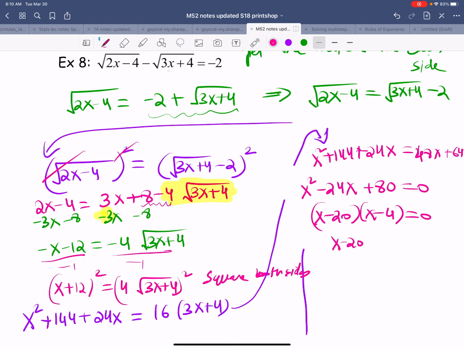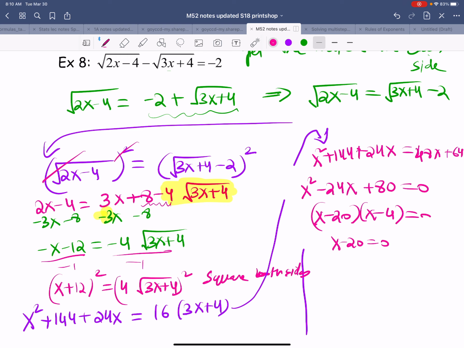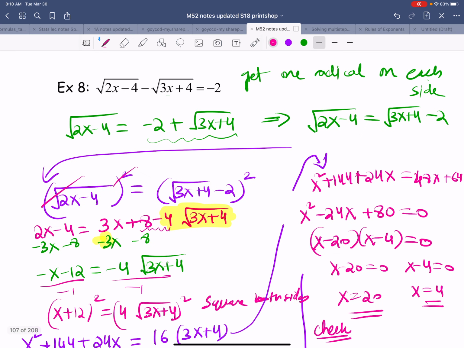When I use the zero product property, I get x minus 20 is equal to 0 or x minus 4 equal to 0, which gives me two solutions, x equals 20 or x equals 4. Now before I box or circle, I must check my solutions. So I'm going to leave the check work for you, and I'm going to do a quick mental check here to see which solution works.